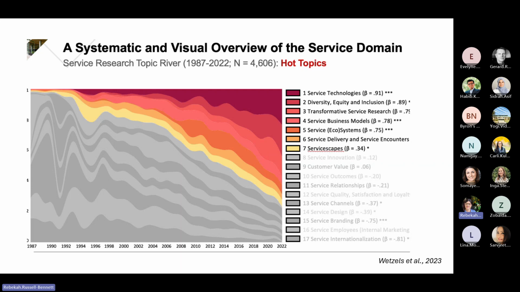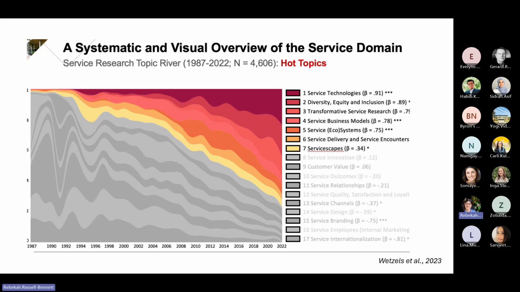And this is a recent article that was looking at the hot topics in service research by Wetzel et al. And if you can see, diversity, equity, and inclusion is at number 2. Transformative service research is at number 3 as one of the topics that needs to be researched. If you look at the topics that are fading away, you see topics like service internationalization, service channels, service quality, service relationships. Well, they're still relevant, but their influence has changed, right?